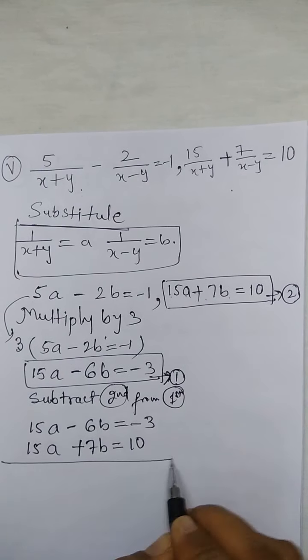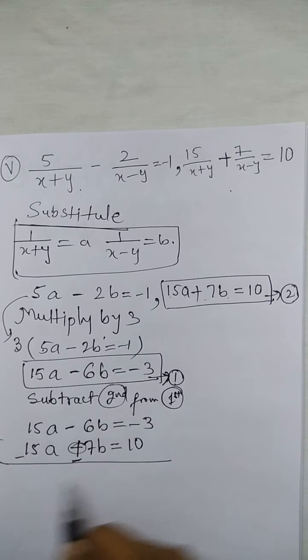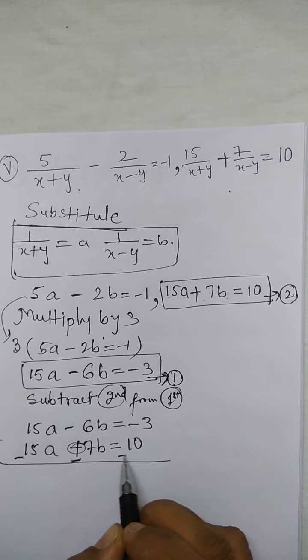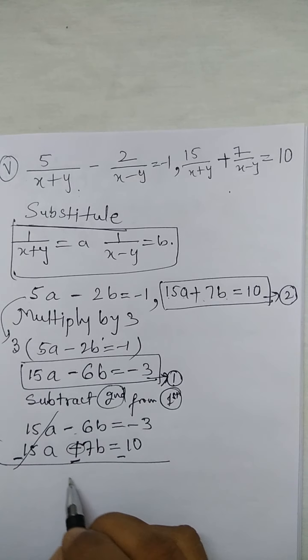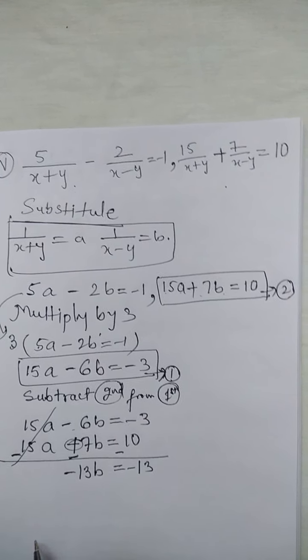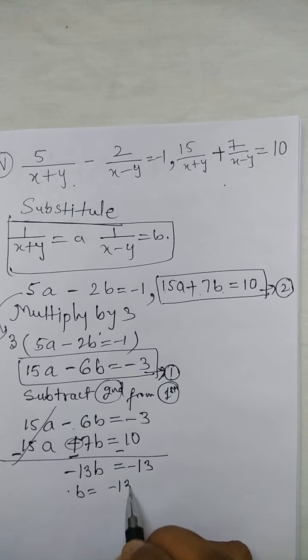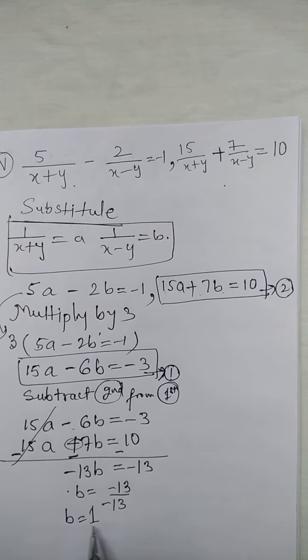Okay, now subtract means you have to change the sign, right? Don't forget, whenever you perform subtraction, the sign of all terms of the second equation will change. And this will become 0. And minus 6 minus 7, minus 13b equals minus 13. So we get b equals minus 13 upon minus 13. So b equals 1.